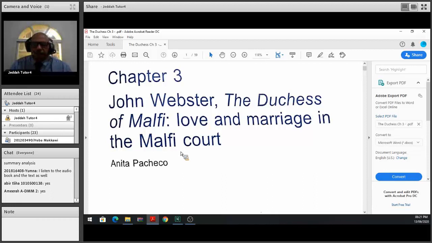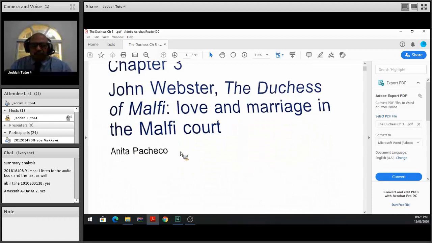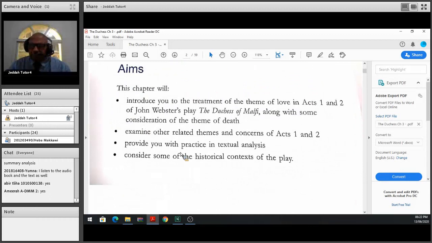What else? The setting, like I said, is somewhere in a dukedom by the name of Malfi. And the time is a bit earlier than the Elizabethan and the Jacobean age, but not very far away from that period.